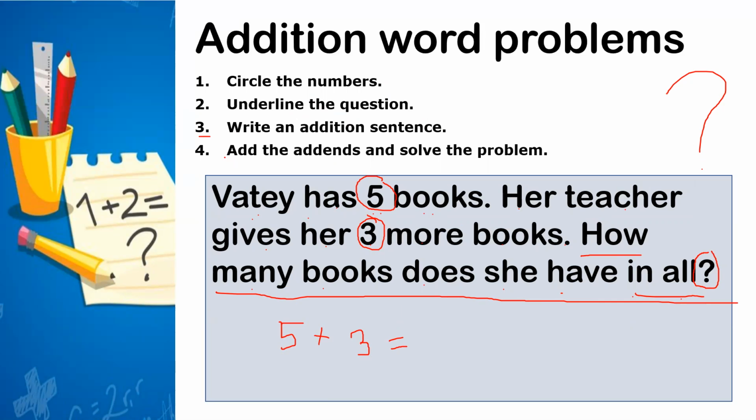Okay, now number 4, add the addends and solve the problem. Okay, now guys, 5 plus 3, you can do this. It's 8. There you go. Okay. So the answer is 8. Now we can answer. So how many books does she have in all? So we can say Batai has 8 books in all. Okay. Got it?